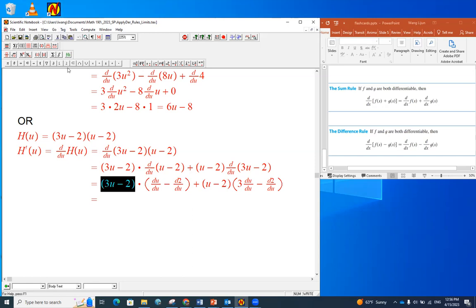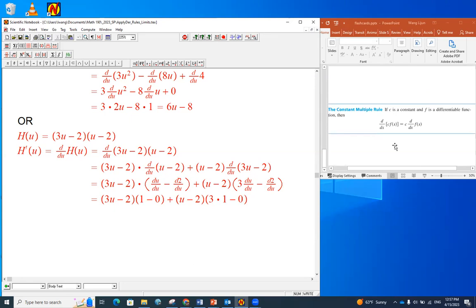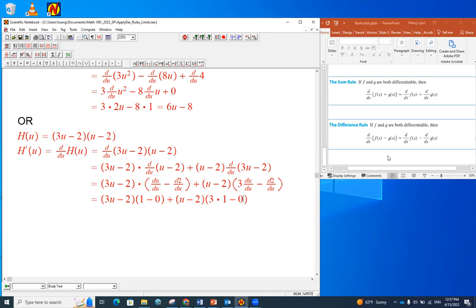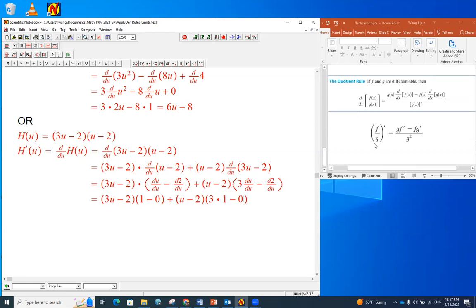As you're getting better, really, you don't need to have so many steps. And right here, du over du, of course, that's 1. Okay, 1 minus 0 plus u minus 2. And here you have 3 times 1 minus 0, right? The derivative of a constant. So you're really just applying these rules at different stages of your derivative finding.